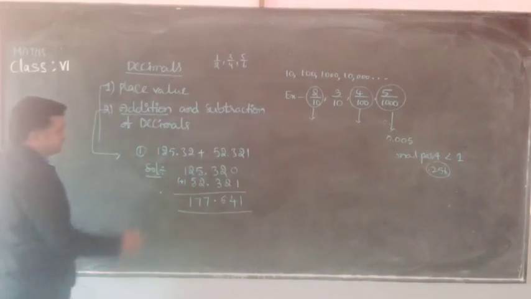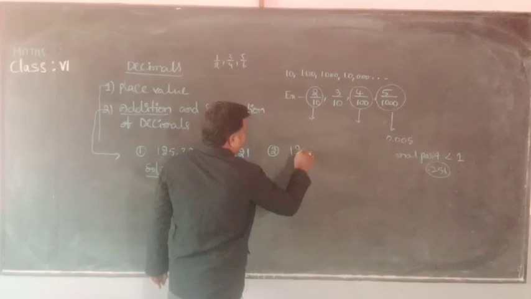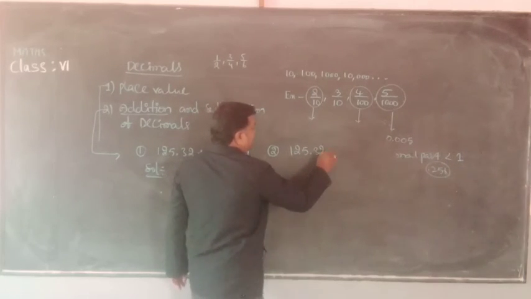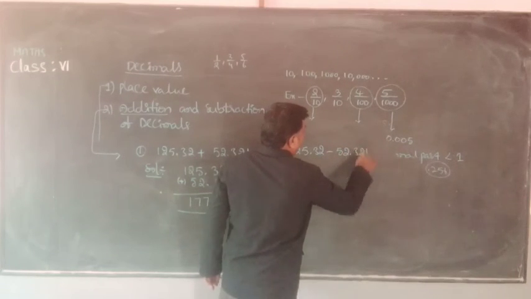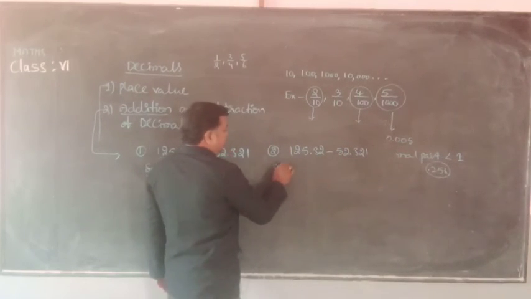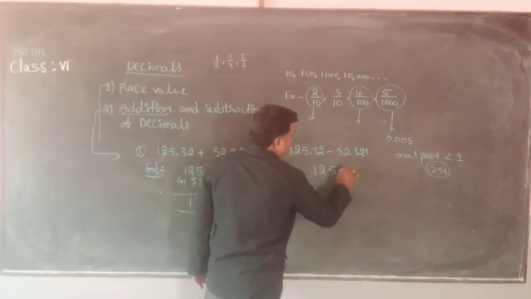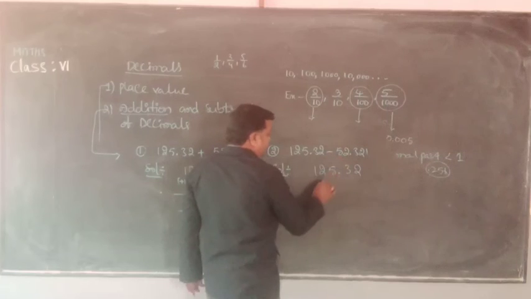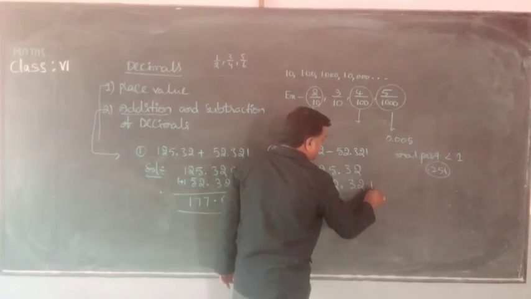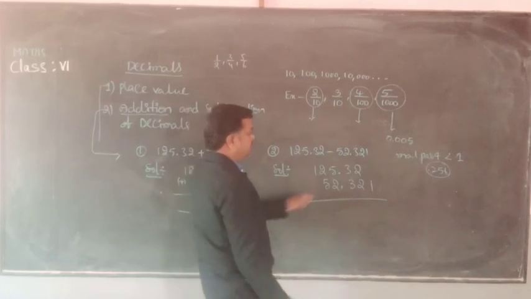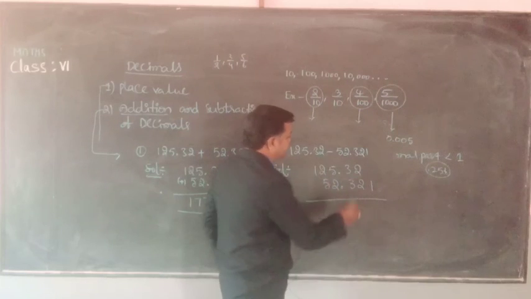Next, how to subtract decimal numbers? Now I am taking the same decimals, 125.32 minus 52.321. Write in vertical form: 125.32, then 52.321. Here also there are not sufficient digits in the first decimal number. We have to fill with zeros.